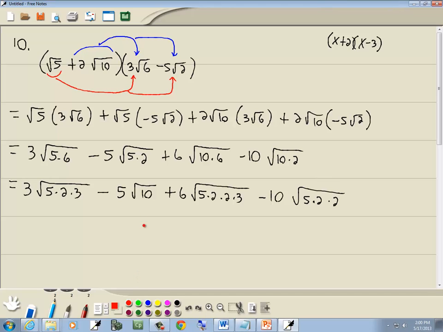Well, after I've done the prime factorization, there's nothing in my first radical here, but in this one I see I've got a pair of 2's. So a pair of 2's will come out in front as a single 2. And here I've got a pair of 2's, so those will come out in front as a single 2.